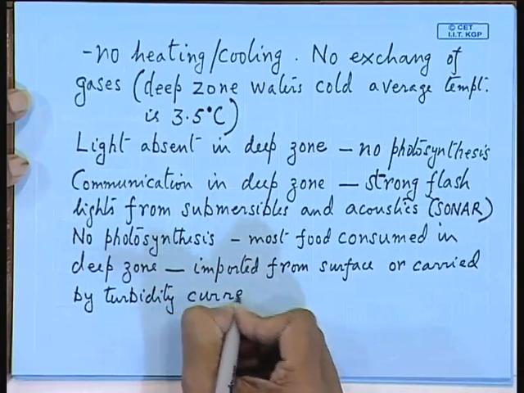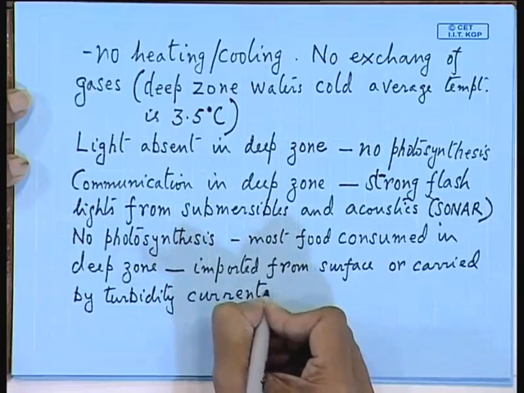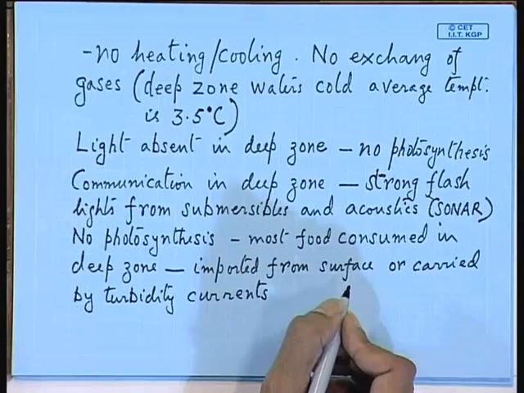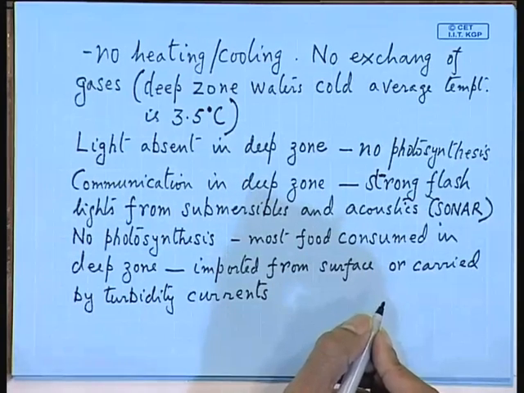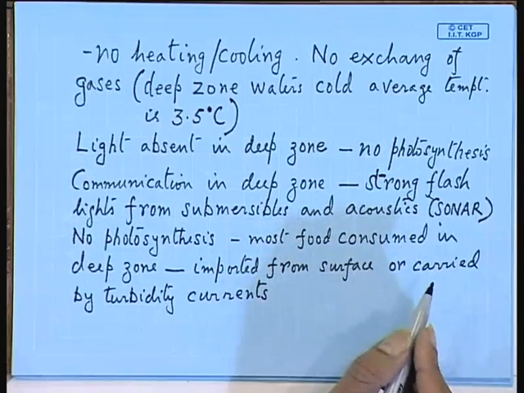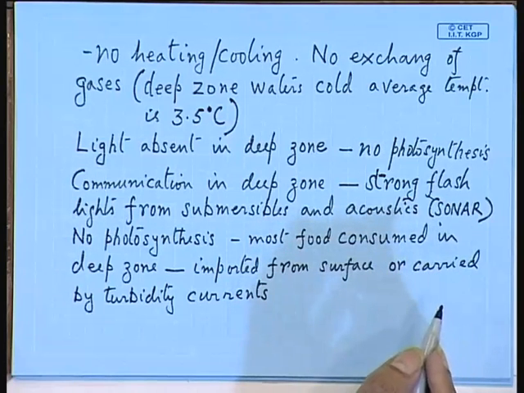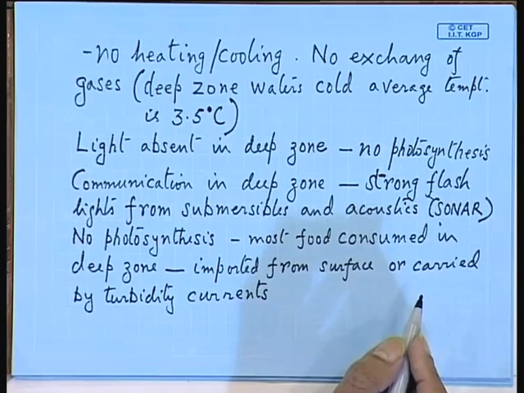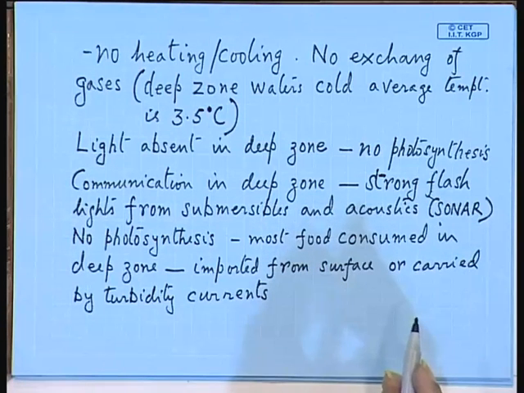So, turbidity currents, I told you, are mainly caused by earthquakes in the deep ocean. So, they are the main carriers of food for the fishes. There is no other way, other than extracting some food from the surface zone in the polar regions. In the equator, of course, you cannot do anything, because your pycnocline barrier is coming.